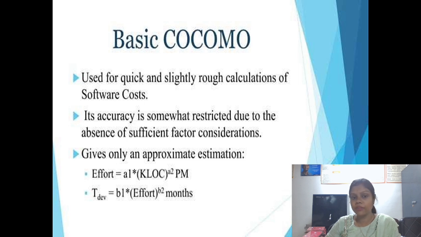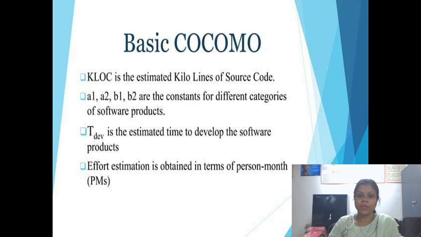So here is the formula: effort is equal to A1 into KLOC to the power A2, in PM. What is PM? PM means person month. DEV is the time to develop the software product. A1, A2, B1, B2 are the constants for different categories of your software product.